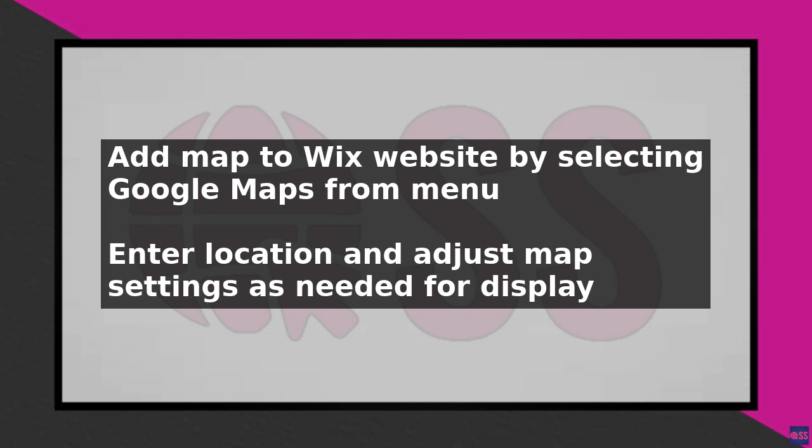To add multiple locations to the map, you can click on the Add Marker button and enter the address of the location you want to add. You can also customize the map by changing the map type, zoom level, and marker settings.